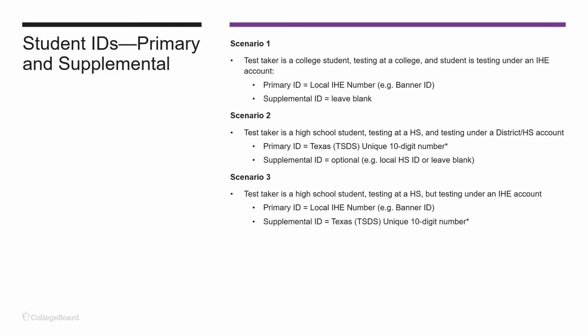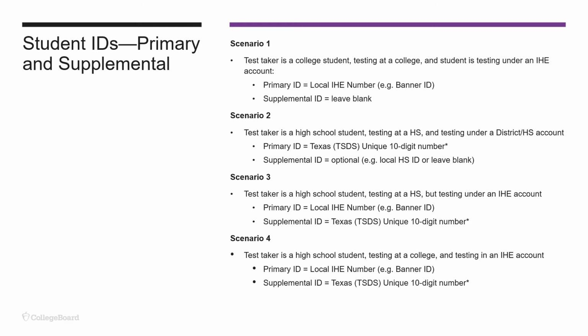Scenario 3, the test taker is a local high school student testing at a high school, but testing under an IHE account. The primary ID is the local IHE number, and the supplemental ID could be the Texas TSDS unique 10-digit number. In scenario 4, the test taker is a high school student testing in a college and testing in an IHE account. The primary ID in this case would be the local IHE number.